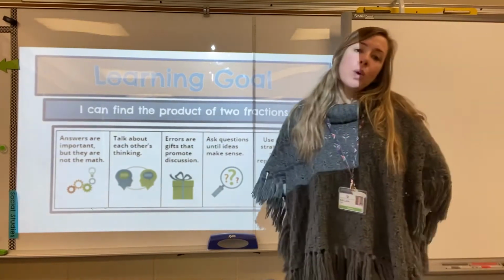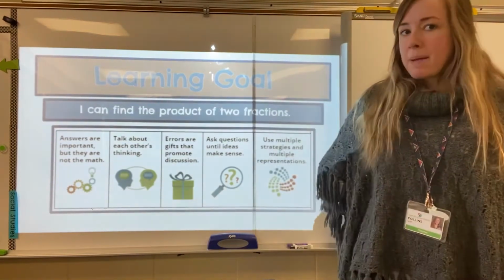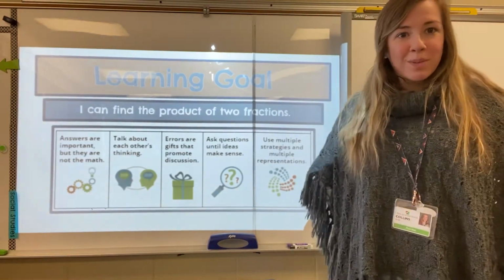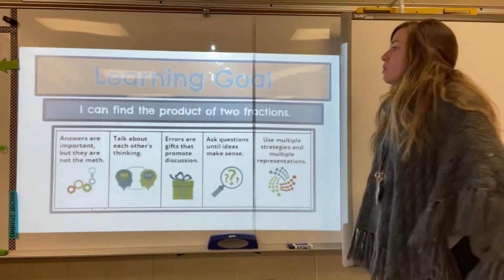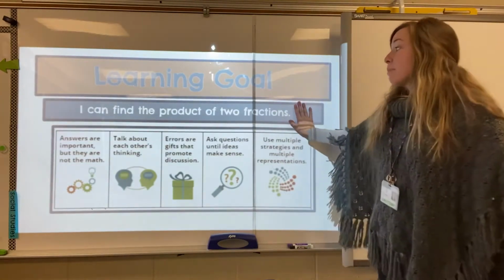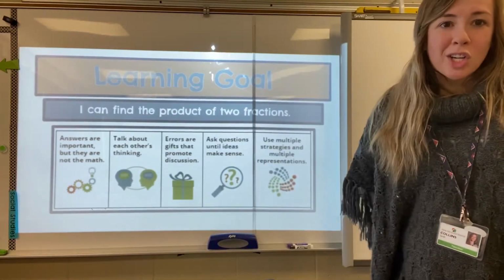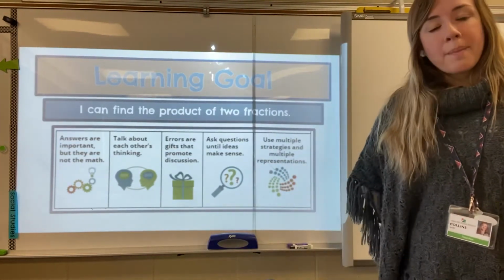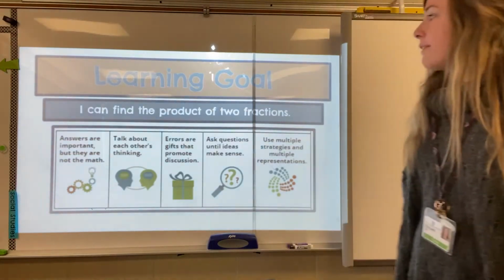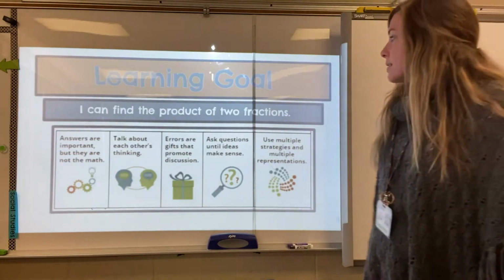Please make sure you have your workbook, your multiplication chart, paper, pencil, all good things when we're starting our math lesson. So go ahead and read the learning goal with me. I can find the product of two fractions. So product is one of our math vocabulary terms, that's the answer to a multiplication problem. We have a factor times a factor that equals a product.